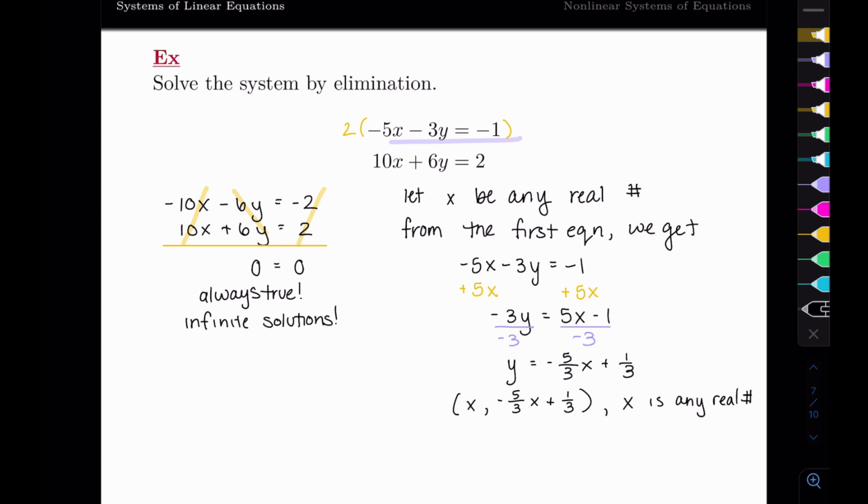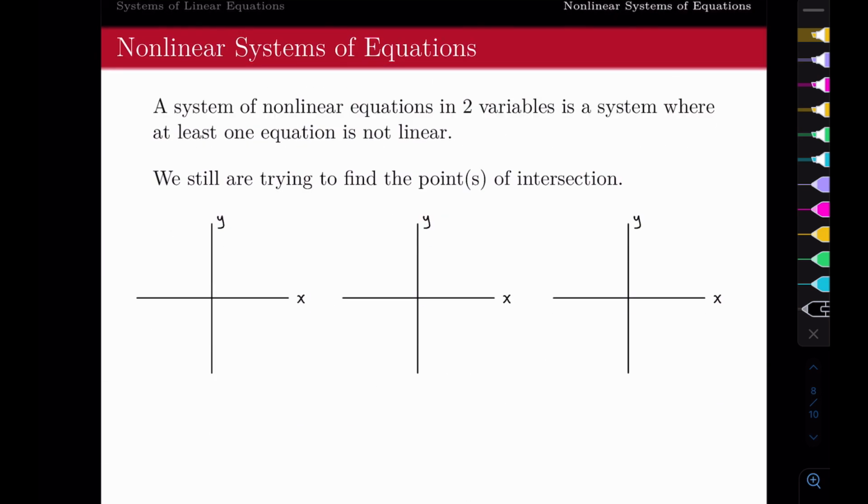So we're going to get more practice with this because we're going to do 3 equations with 3 unknowns, and you really have to get it down to 2 equations and 2 unknowns. But before we do that, we want to talk about nonlinear systems.